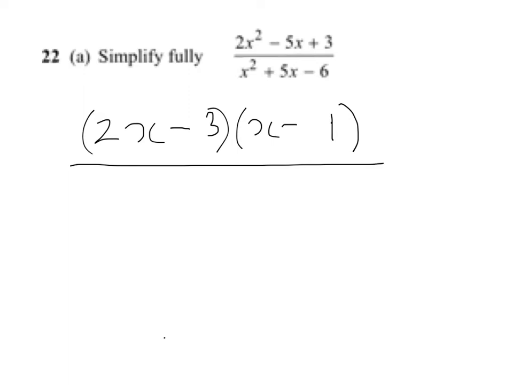The next one's a bit simpler. So you've got an x and an x at the front. Now you need a minus 6. That's going to come from plus and a minus. You're going to need plus 5x. So you're going to get that from plus 6 and minus 1.